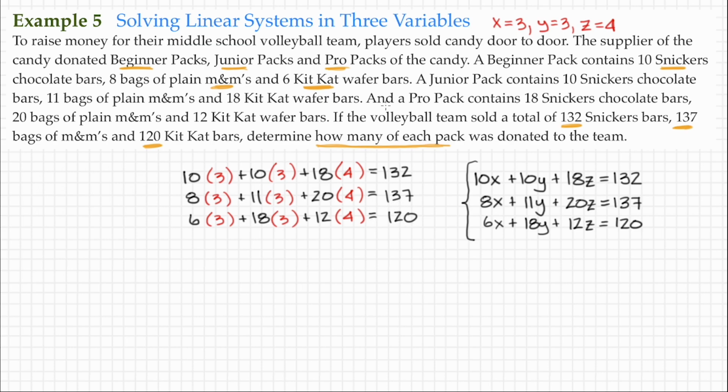So the solution here, determine how many of each pack was donated to the team. X is equal to 3 beginner packs. Y is equal to 3 junior packs. And Z is equal to 4 pro packs. And there we go.